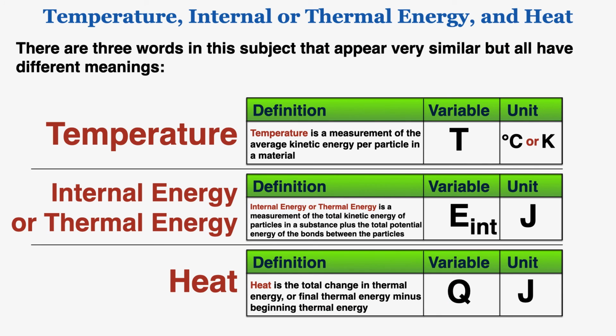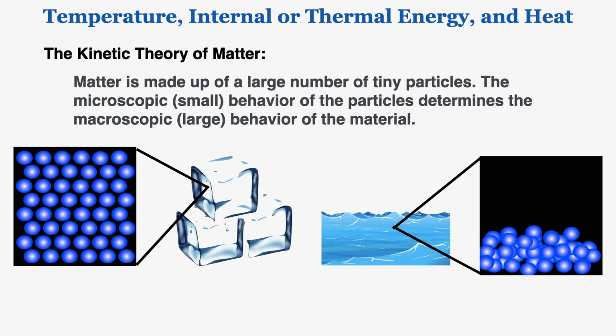So that's everything that you need to know about the difference between temperature, internal energy, and heat. These are the definitions, variables, and units again. And just remember that all our understanding of this material comes from the central idea of the kinetic theory of matter, which says that, again, matter is made up of a large number of tiny particles, and the microscopic behavior of the particles determines the macroscopic behavior of the material. This will come up a lot as we begin to explore this topic more in the next few videos.